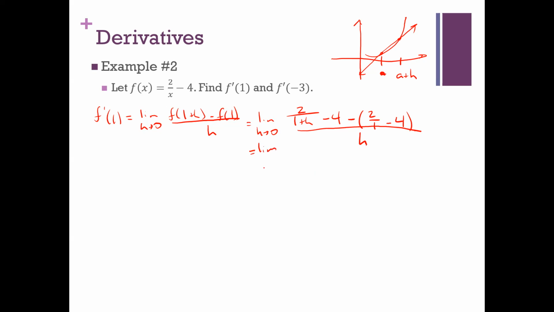From here, what we're doing is simplifying. So the limit as h approaches 0 of, do we notice anything that's going to happen that's convenient for us? Or is it still going to look pretty ugly? The 4s are going to cancel, so I should have 2 over 1 plus h, minus 2, all over h. Can I evaluate the limit yet?